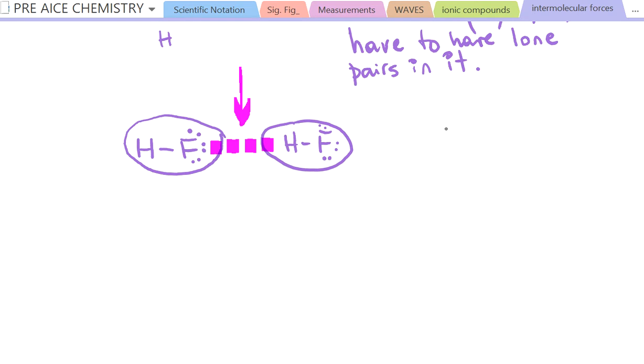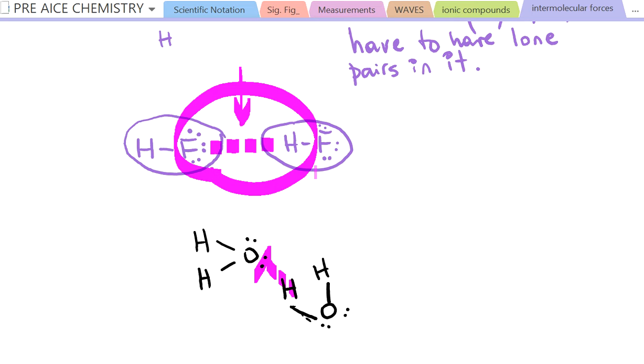Now, let's do another example. Let's say water. H, O, and then H, O. Ah, yeah, it is like that. Oh, I'm getting tired. This and this. So we are going to have the hydrogen bond between these pairs of electrons and these hydrogens. So it's going to be like that. Yes? That results in more attraction between the molecules because these bonds are bigger than a regular dipole-dipole.